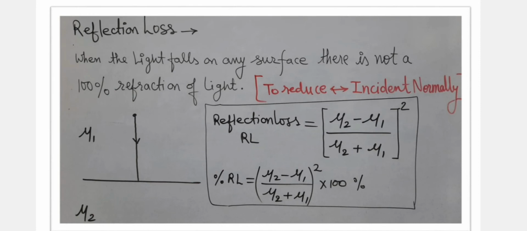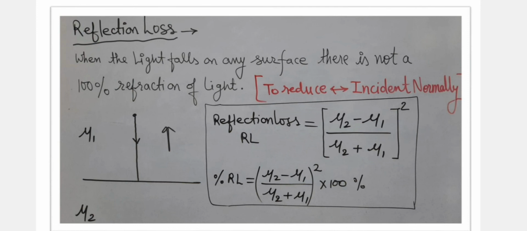One more point I want to discuss with you guys is the reflection loss. Whenever light is incident on any surface, it won't get 100% refracted. Some part of the light will get reflected back also. Even in recent years, around 2002 or 2003, in GATE, one question was asked based on reflection losses. So here is a simple formula.